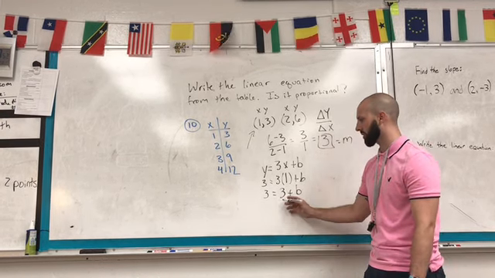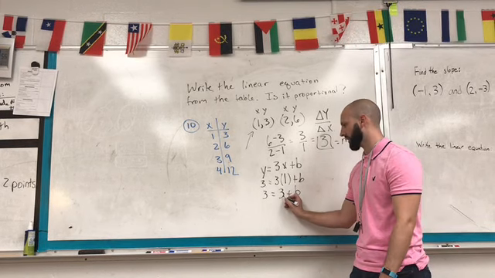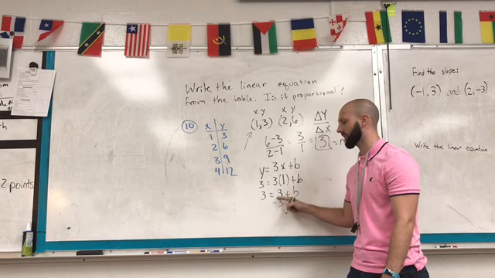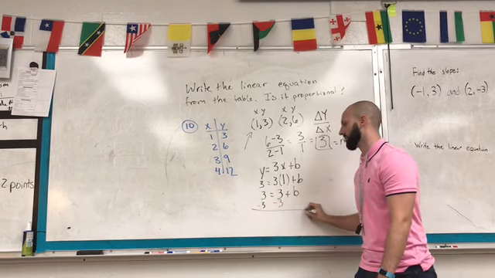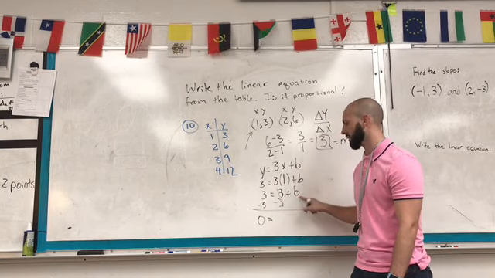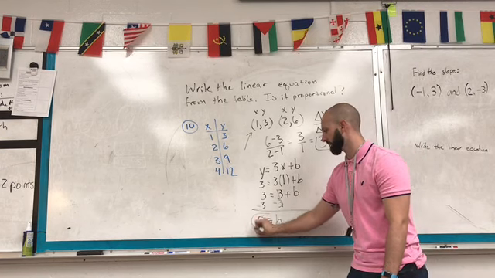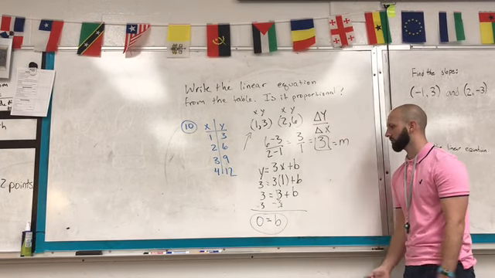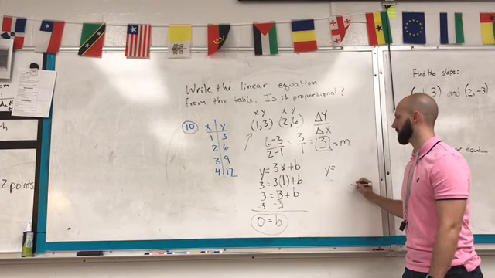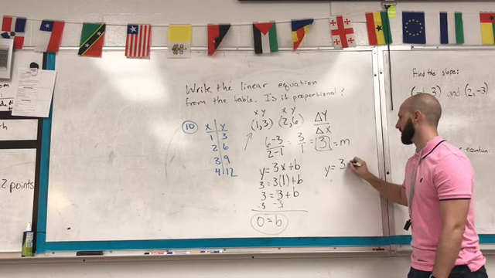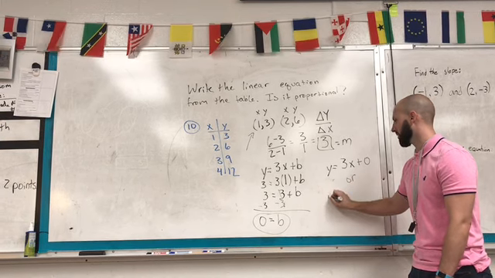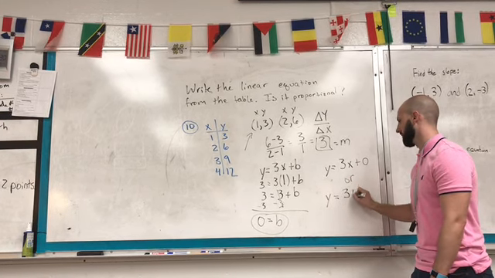If you want to go ahead and solve it out, we need to get b by itself. So what do you do to the 3? You get rid of it by doing the opposite, which is subtract 3. So you get 0 equals, that's gone, you're left with b. So b is 0. Our final linear equation would be y equals 3x, and you could put plus 0, or you could just say y equals 3x.